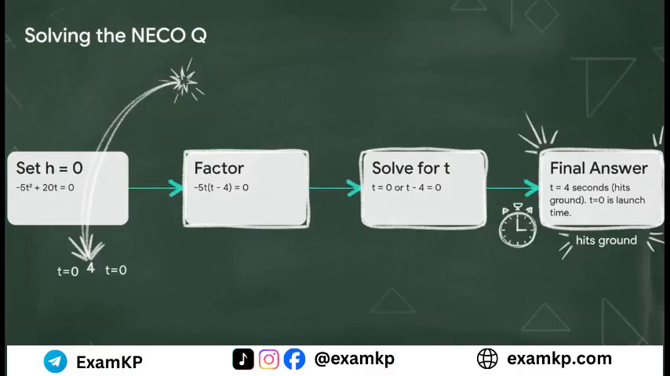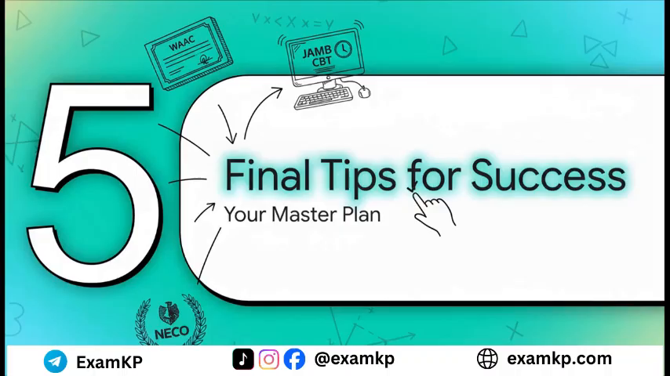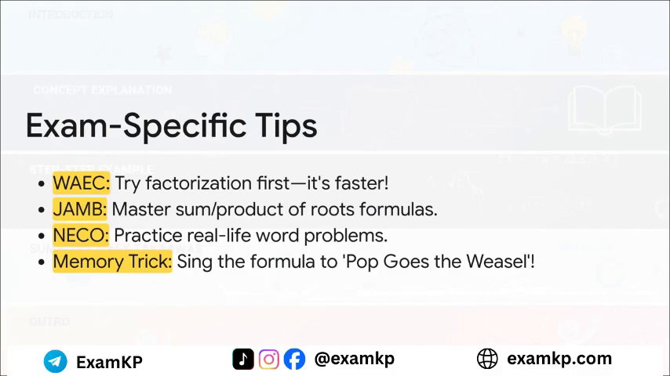And you did it. You've gone through the gauntlet and taken on WAEC, JAMB, and NECO. So let's bring it all together and create your master plan, your final tips to make sure you succeed. Okay, let's lock in these strategies. For WAEC, always try factorization first. It's usually much faster. For JAMB, know that sum of roots formula, -b over a. It's free marks. For NECO, get comfortable with those word problems because they really love testing real-world stuff.